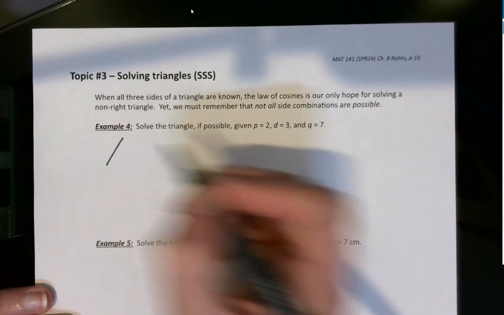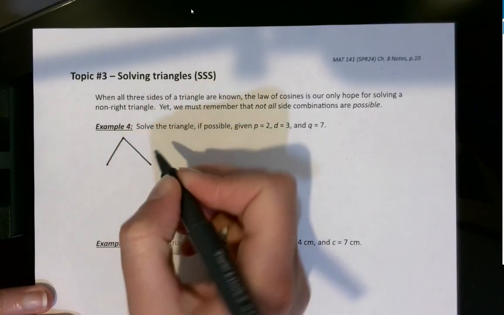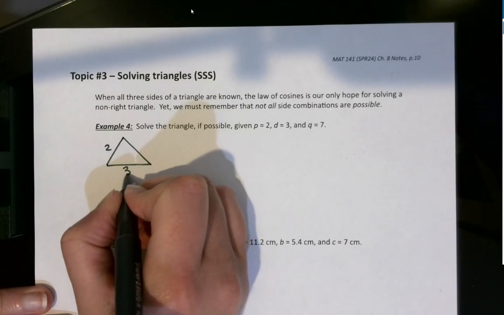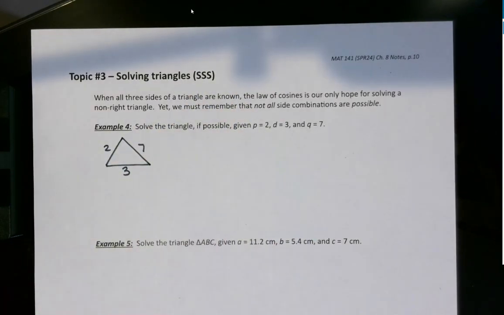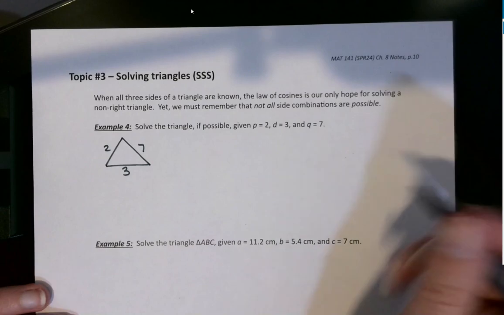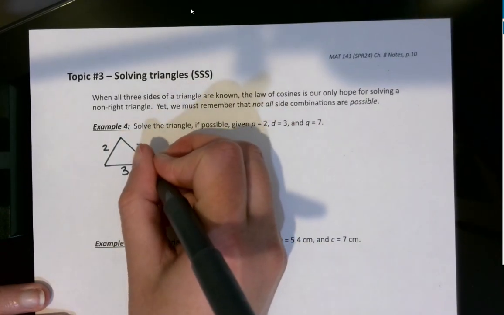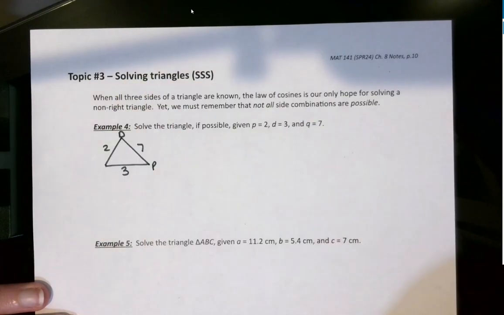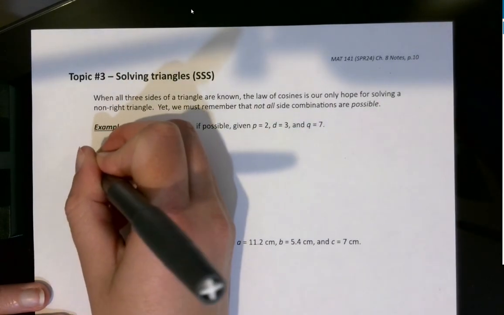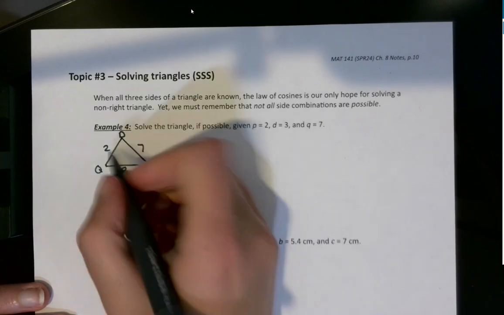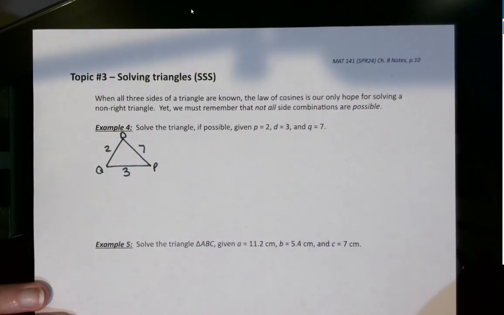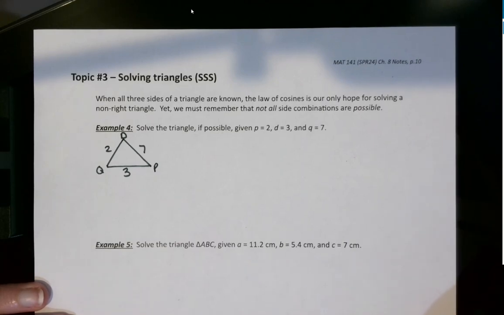So I'm going to make a triangle where the side lengths are 2, 3, and 7. Okay, so 2 would have been opposite angle P, 3 would have been opposite angle D, and Q would have been opposite the side of 7. Okay. I can solve for any of the angles. Doesn't matter which one I go for. Let's say I'm going to go for Q.